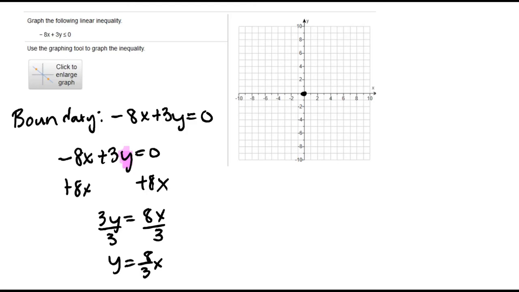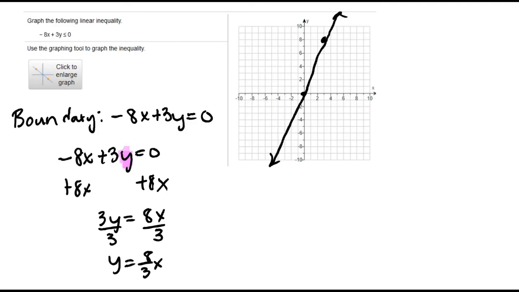a slope of 8/3, so I'll rise 8 and go over 3. And I'm going to draw a solid line connecting those two. That solid line breaks this up into two sides of the line. We need to figure out which of those sides is the true side.